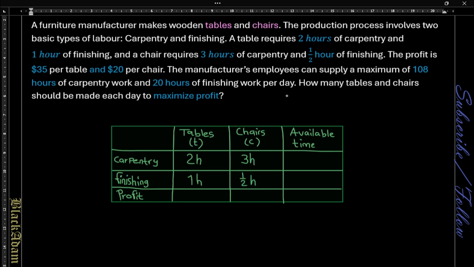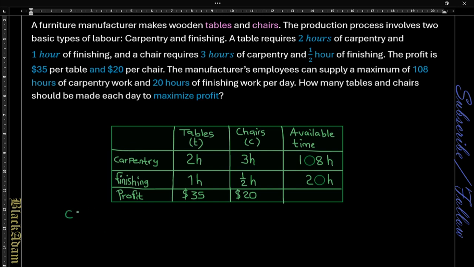And then time allocated per day, so maximum 108 hours of carpentry work. So it's 108 hours that is divided among the workers. And then we have 20 hours for finishing per day. So the time is our main constraint. We need to know how much we can produce for the time. So it's $35 per table, and then we also have $20 per chair.